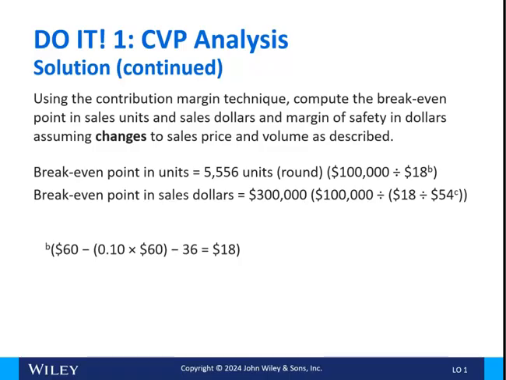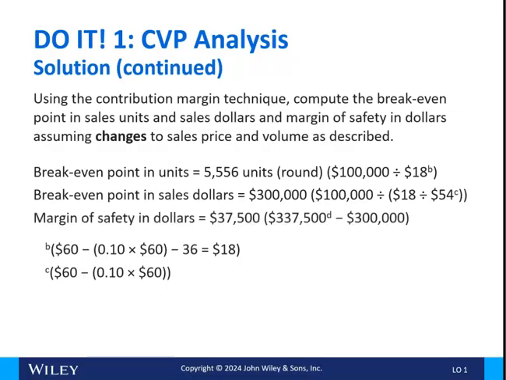In dollars, it's that same fixed costs, $100,000, divided by the contribution margin ratio, which in this case now is the contribution margin per unit, $18 that we just calculated, divided by the selling price, which is now the new selling price, $54. We get $300,000, our break-even point in sales dollars. And our margin of safety is $37,500.